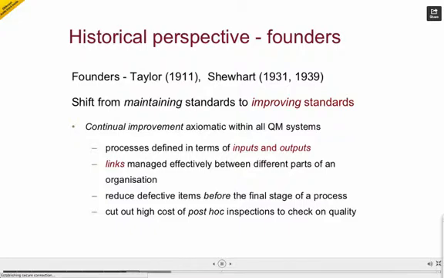It's focused on being precise and declarative about the nature of the processes in terms of inputs and outputs, and above all, how the things you're doing link together and can be managed to create a coherent whole within the context of an organization. The aim is to reduce defective things, items of whatever you're doing, in our case could be test items, before the final stage of a process, so that you cut out the cost of post hoc inspections or having to put the problem right after you've already done it.